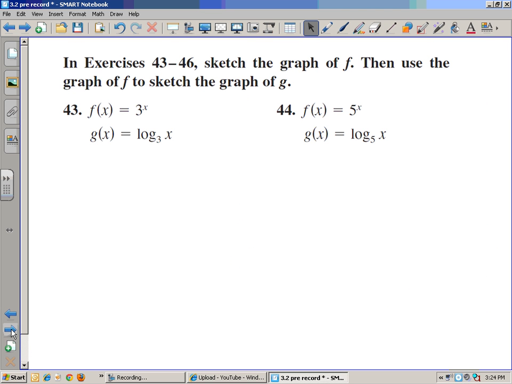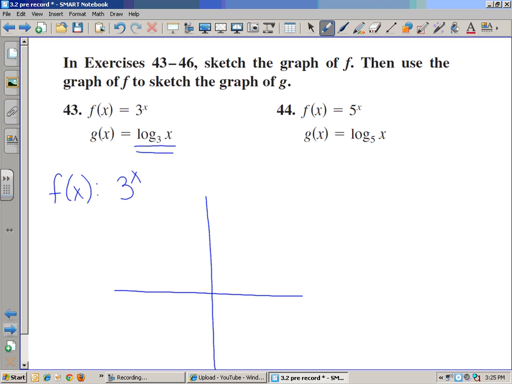So in exercises 43 to 46, I'm going to do these straight out of your book. We want to graph, and then we want to sketch the graph of this one. Now, if they're inverses, I should just be able to switch the x and the y. So I'm going to do f of x first. So 3 to the x. And sketch means sketch, so I'm going to do a little bitty t-chart right here. I'm going to plug in negative 1, 0, and 1. And then I'm going to get 1/3, 1, and 3. Look at the numbers, 1/3, 1, and 3.